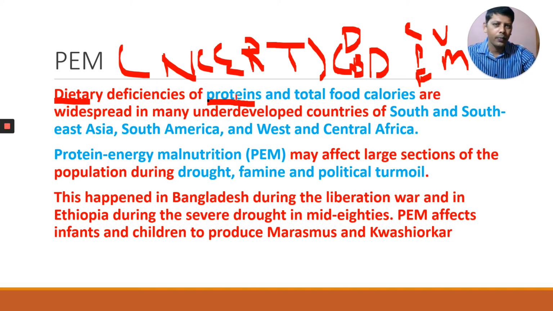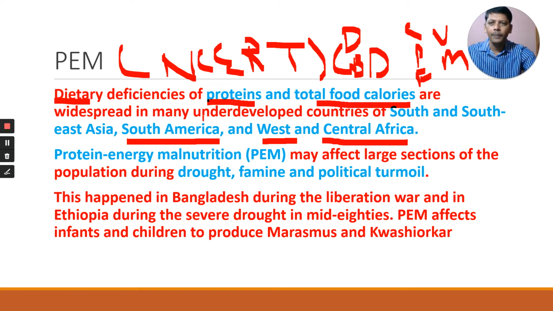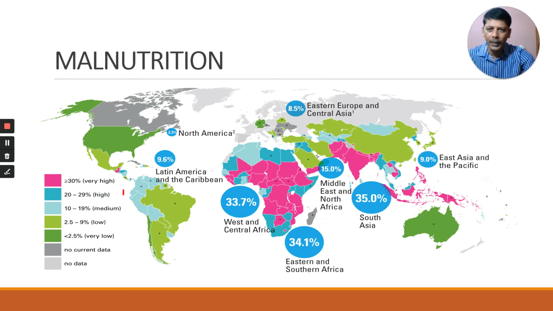Dietary deficiency of proteins and total calories. Calories here means carbohydrates and fats. Dietary deficiency of proteins and calories is widespread in many underdeveloped countries of South Asia, Southeast Asia, the South American continent, and West and Central Africa. In those parts, this malnutrition is very common. You can observe here, this is North America.